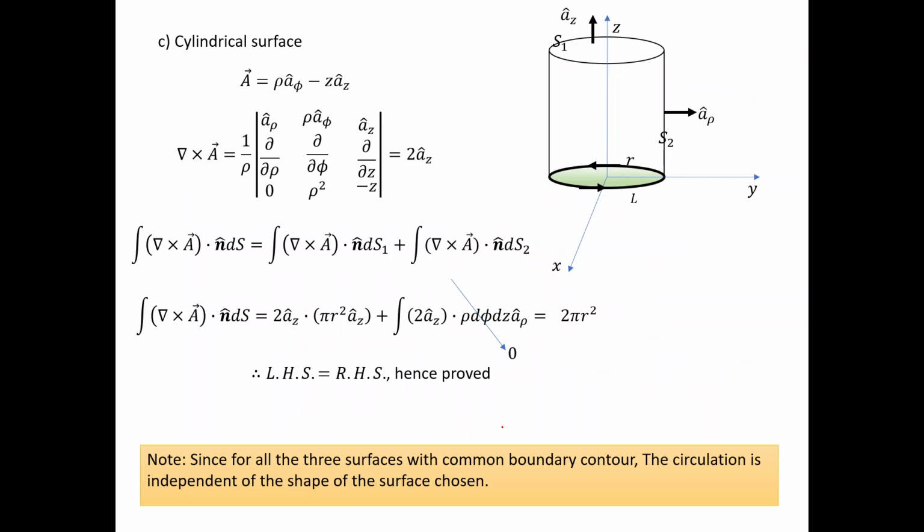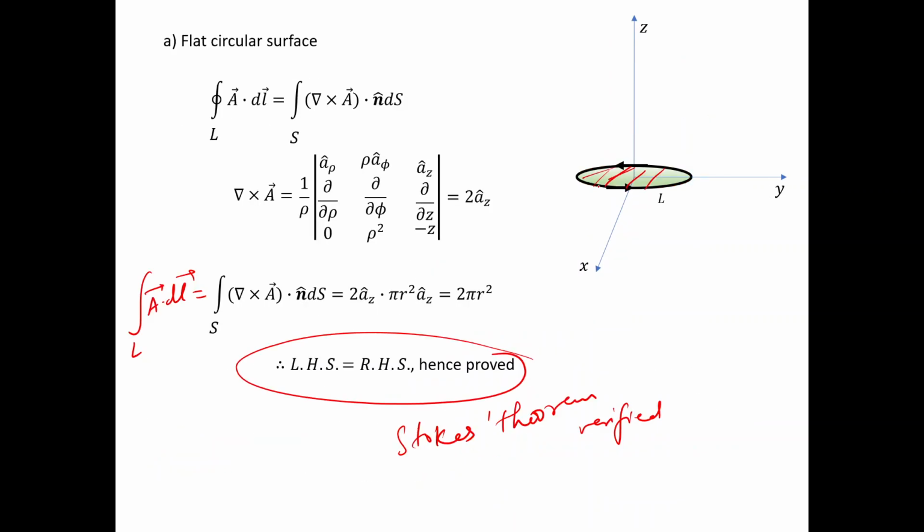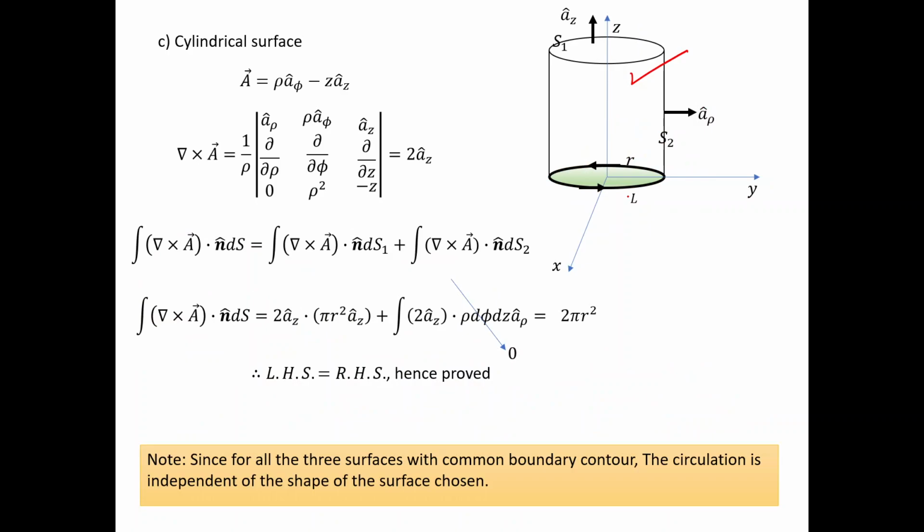What we saw is that it doesn't matter whether the geometry is cylindrical or hemispherical or flat circular. No matter what, it is independent. The net circulation is independent of the shape of the surface considered. Can I see the note point here? Since all the three surfaces have a common boundary contour, the circulation is independent of the shape of the surface chosen. This is a very important point about the Stokes theorem.